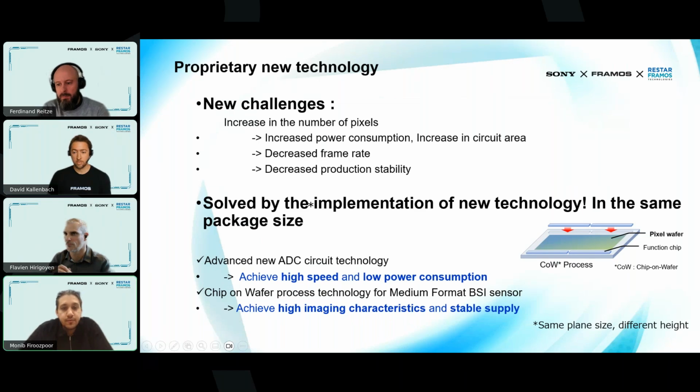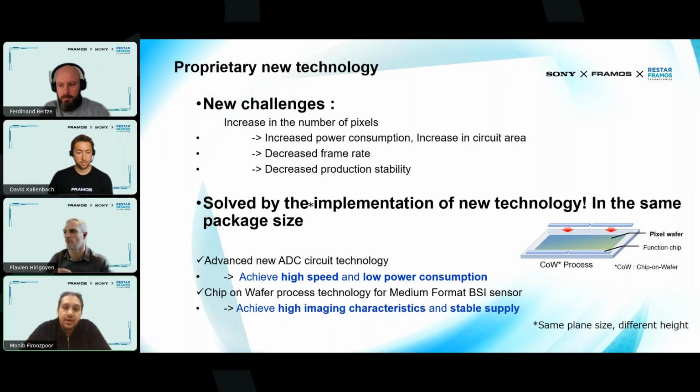In terms of the challenges for the sensor manufacturer when they increase the resolution, basically the power consumption will go up. The frame rate ideally would reduce when the resolution goes up, and the stability of production also decreases. This is mainly because these sensors are quite large, and we use a stitching technology to stitch parts of the sensors together. So the stability of production would be at high risk.